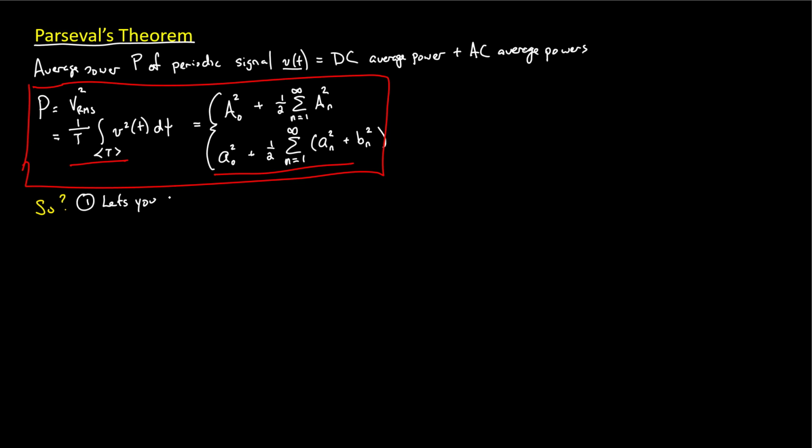it lets you compute VRMS very quickly if you know your Fourier series breakdown. Because once you know your Fourier series breakdown, you know these components. You just sum them up, take the square root, and that's your VRMS. The second reason that it's important is that it lets you see what percent of your total power is at a specific frequency.